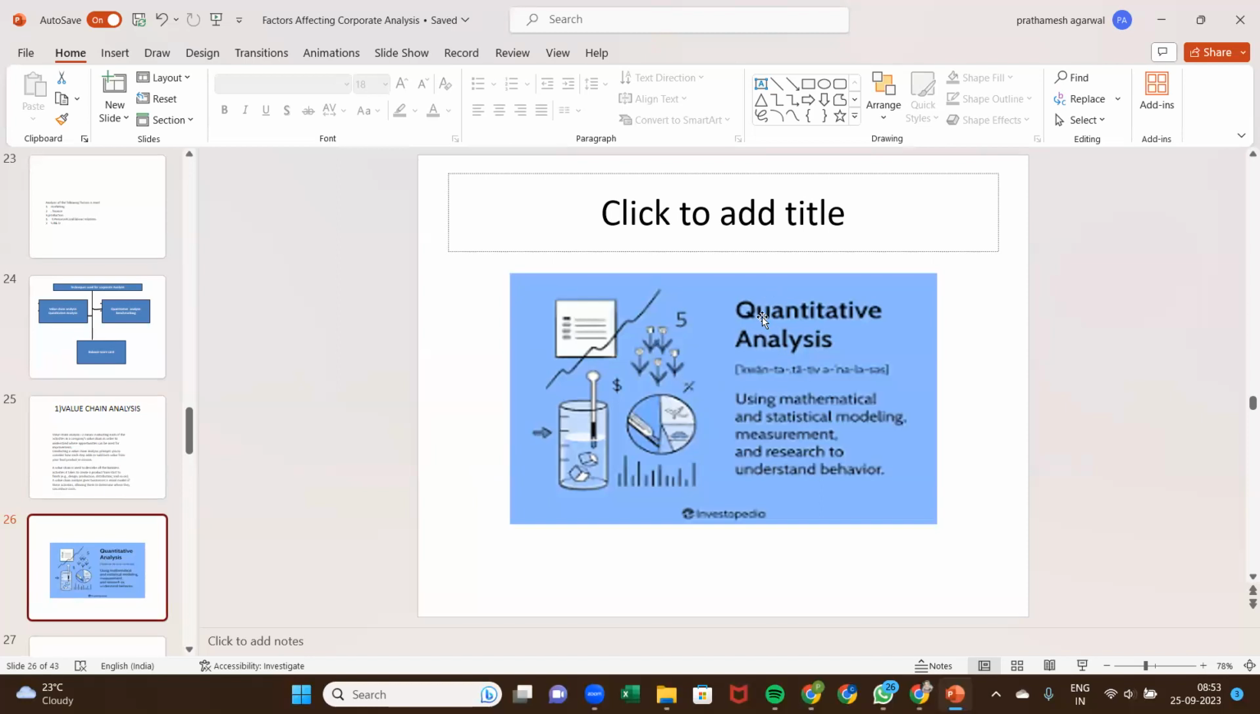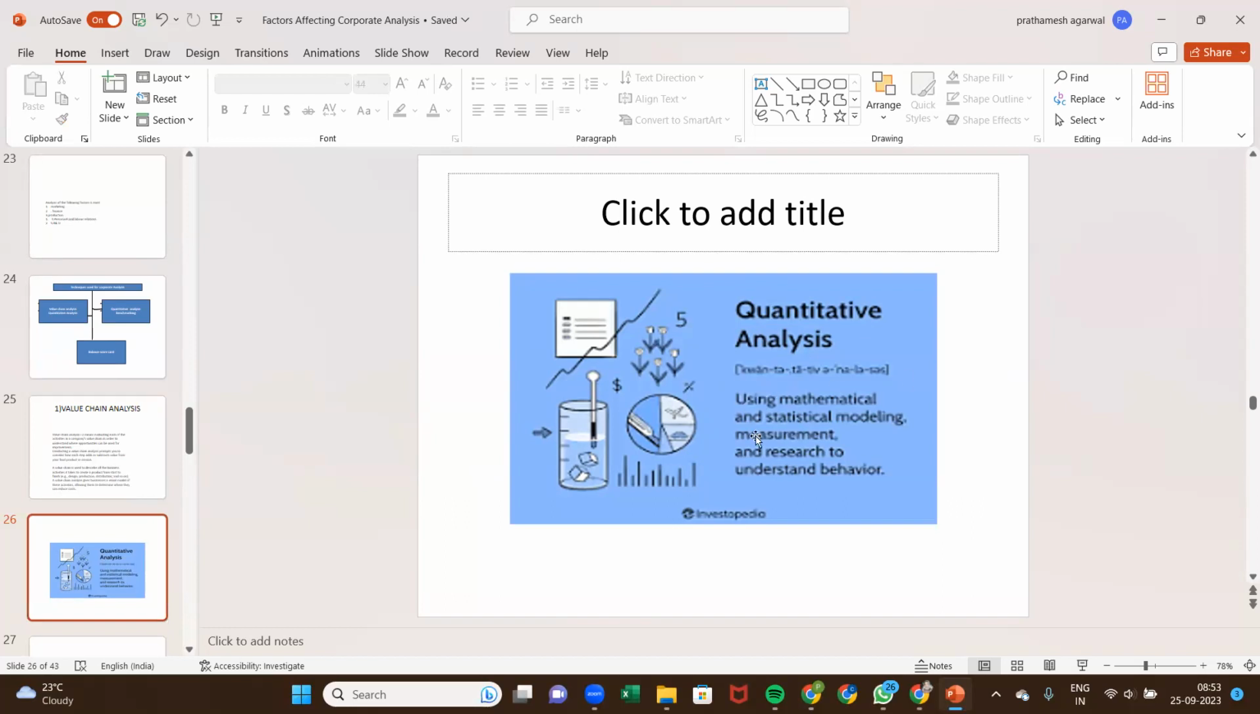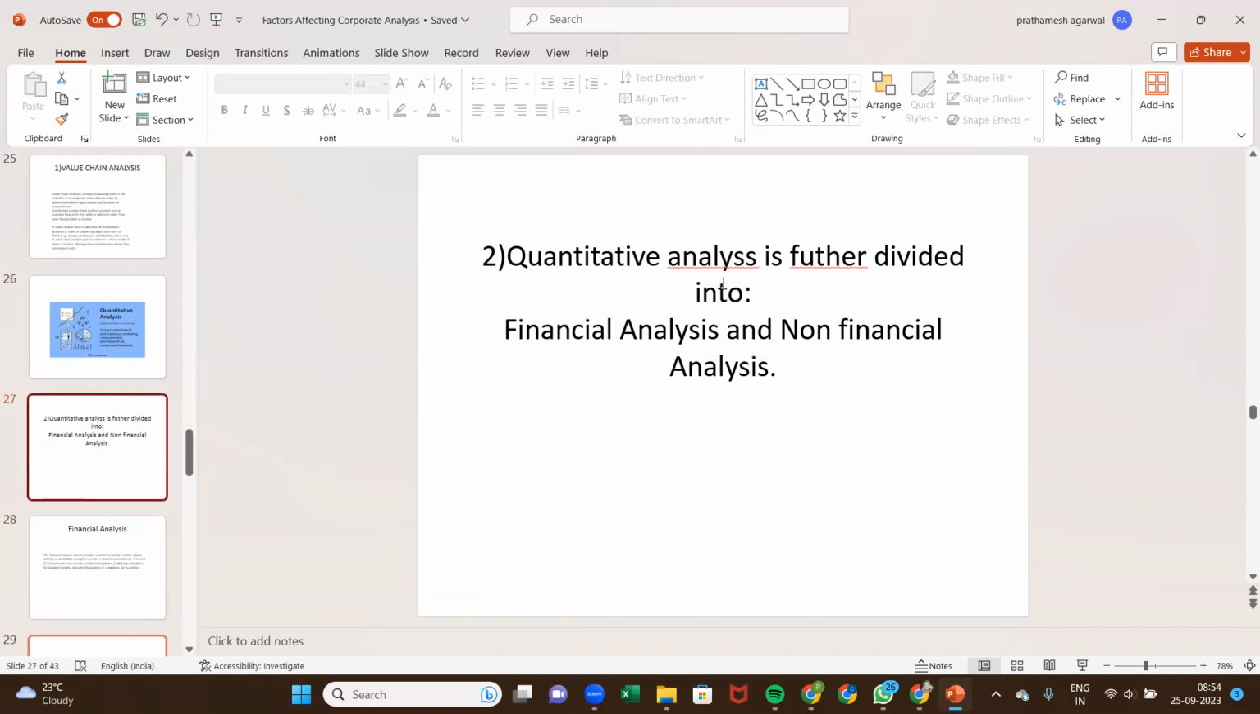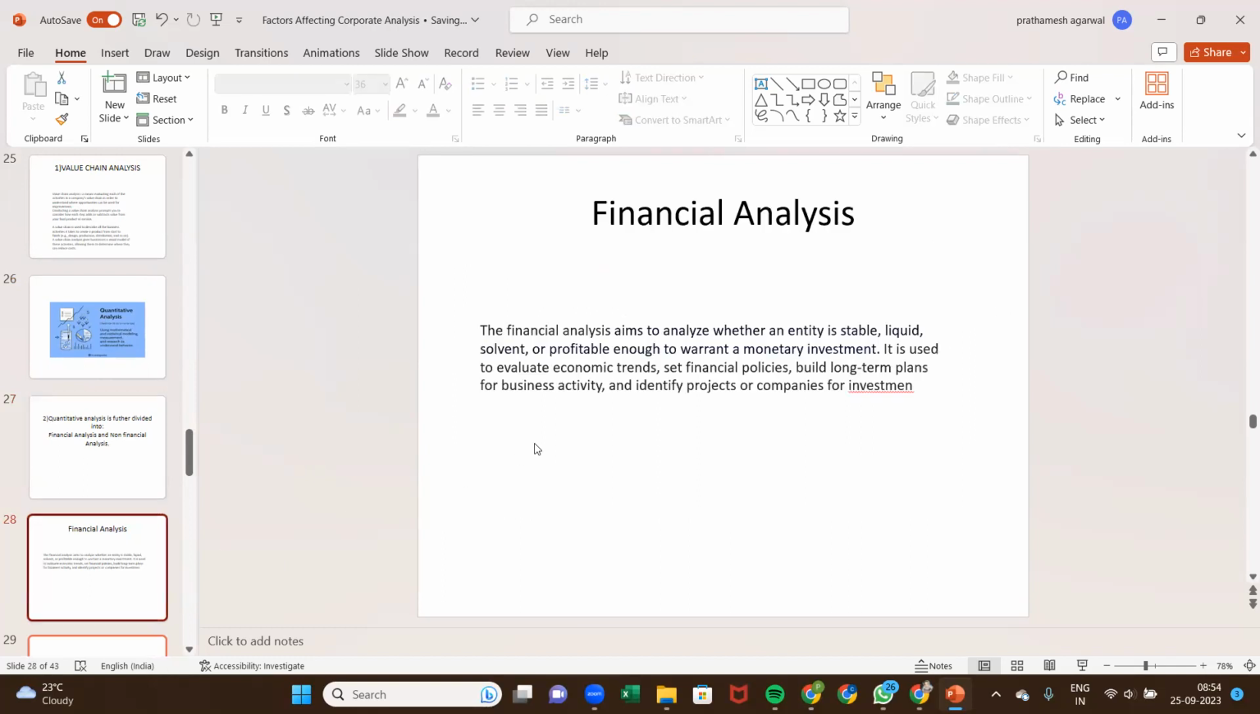Next is the quantitative analysis. In quantitative analysis, we are using mathematical and statistical modeling and measurements and research to understand behavior. We'll do it in detail. Quantitative analysis is further divided into two: financial analysis and non-financial analysis.